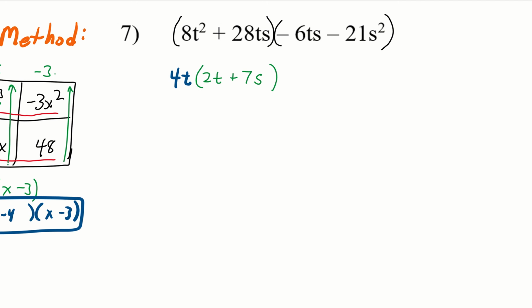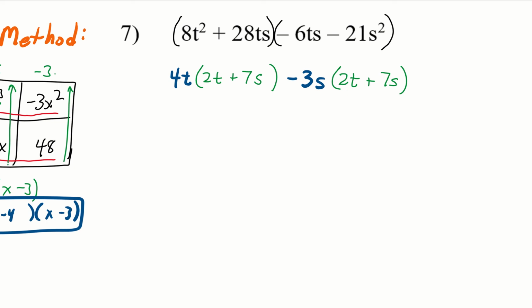Looking at the next set of pairs, negative 6ts, negative 21s squared. Well, they have a negative in common. 6 and 21 have a 3 in common. Ts and s squared have s in common. So there's your GCF from that group. Inside the parentheses, negative 3s times 2t gives me this negative 6ts. And then negative 3s plus 7s gives us this.